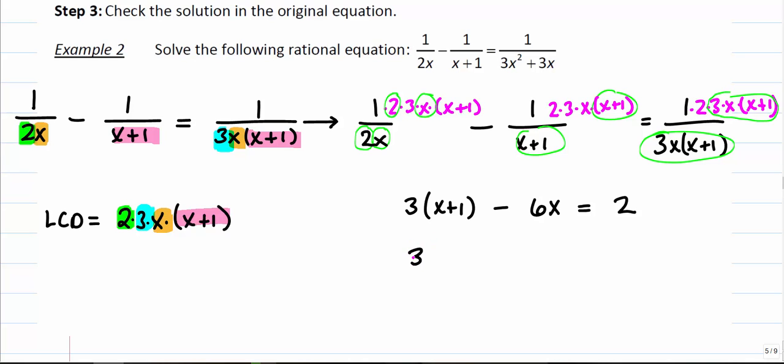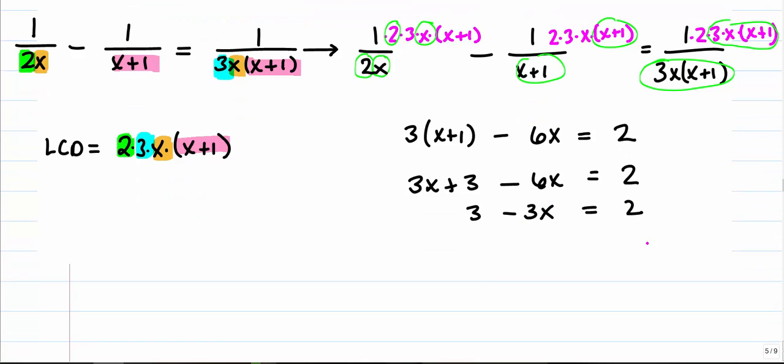So I need to distribute. I need to combine my like terms. I need to subtract 3 from both sides, because this is a positive 3, right? So I have negative 3x equals negative 1. And so when I divide by negative 3, I get positive 1/3.